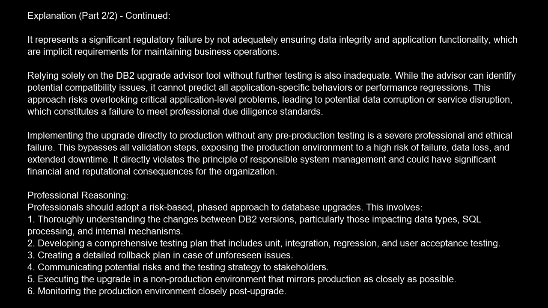Professional reasoning. Professionals should adopt a risk-based, phased approach to database upgrades. This involves: 1. Thoroughly understanding the changes between DB2 versions, particularly those impacting data types, SQL processing, and internal mechanisms. 2. Developing a comprehensive testing plan that includes unit, integration, regression, and user acceptance testing. 3. Creating a detailed rollback plan in case of unforeseen issues. 4. Communicating potential risks and the testing strategy to stakeholders. 5. Executing the upgrade in a non-production environment that mirrors production as closely as possible. 6. Monitoring the production environment closely post-upgrade.